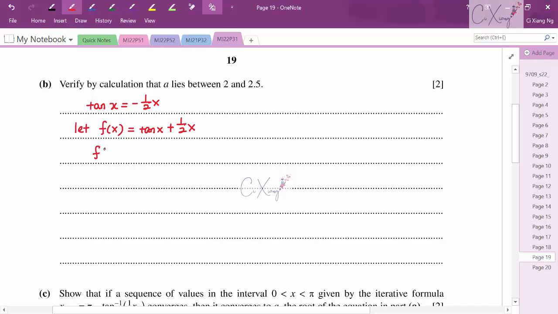First I try to substitute in the value 2. I will have tangent 2 plus half multiplied with 2, and I will get the value negative 1.19, correct to 3 significant figures. Then if I substitute 2.5 into the function, I will have tangent 2.5 plus half of 2.5. When I simplify the value, I will get 0.503.